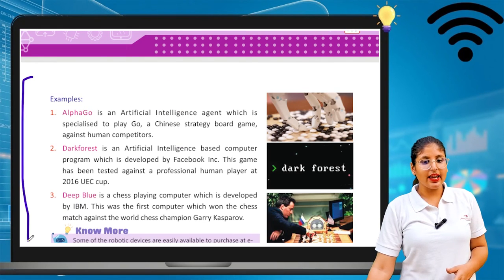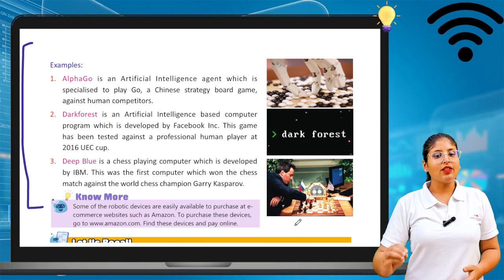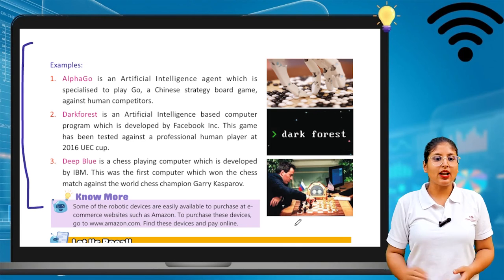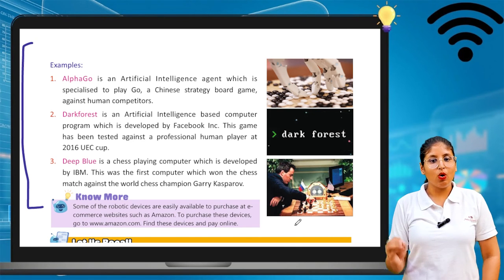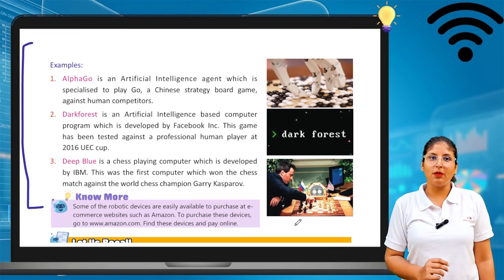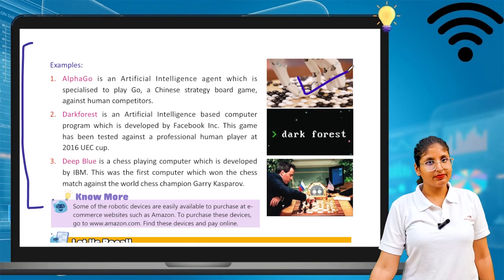These are the games that play an important role. First is AlphaGo, an artificial intelligence agent specialized to play Go, a Chinese strategy board game, against human competitors. So they do not need any human partner in this game.